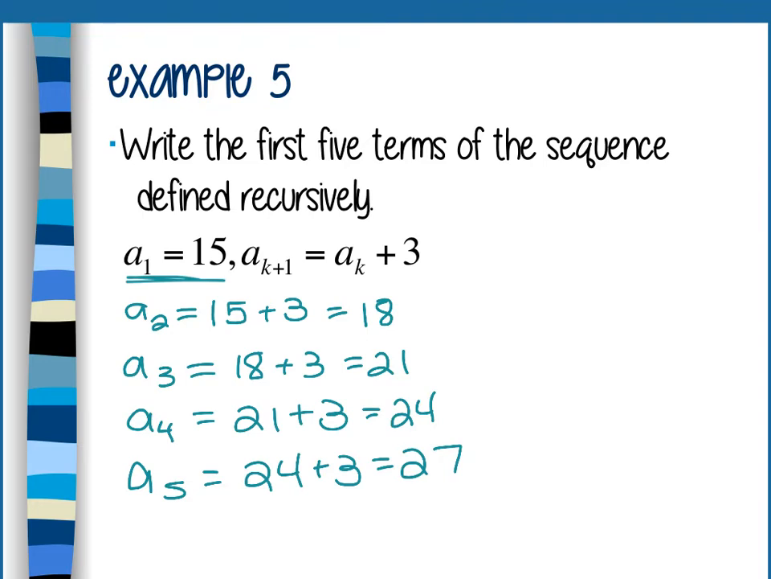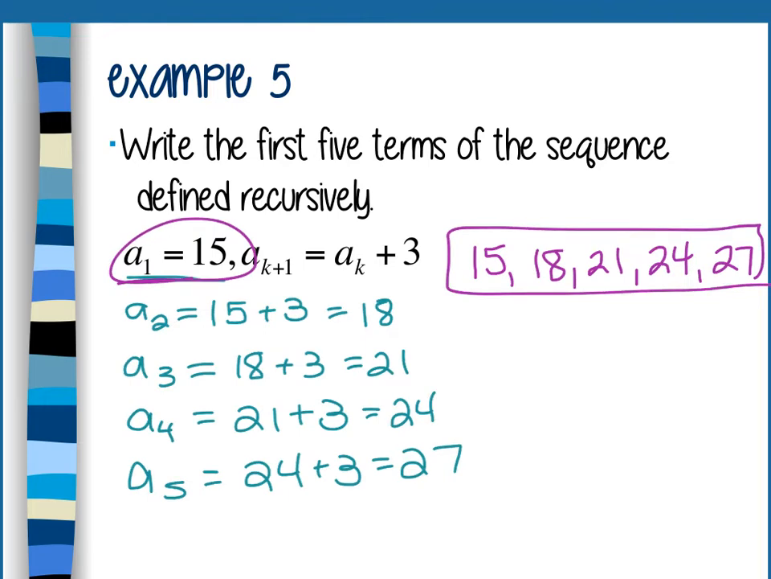And when you list these, you have to include the first one that they gave you. That's the first of the 5 terms. So it's 15, 18, 21, 24, 27. Questions on that one? So that's recursive, when it relies on the one that comes before it.